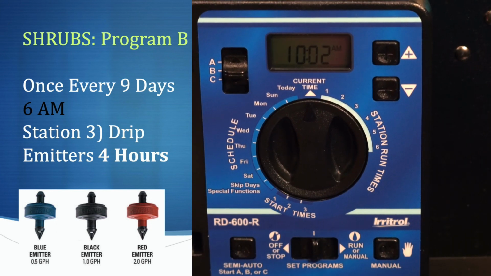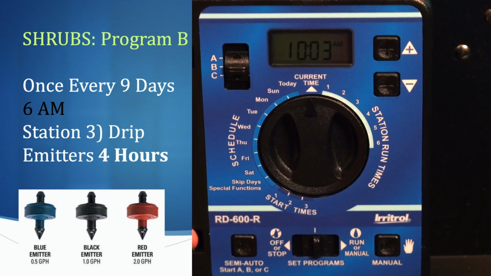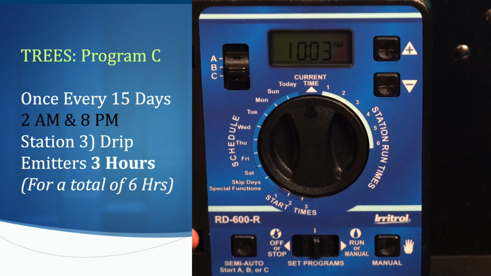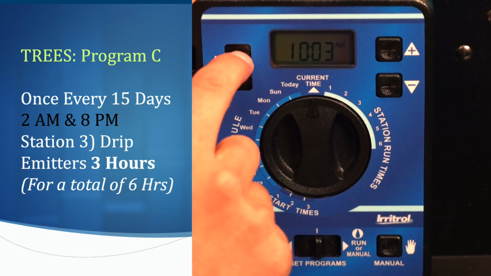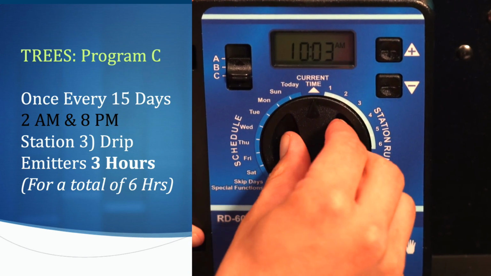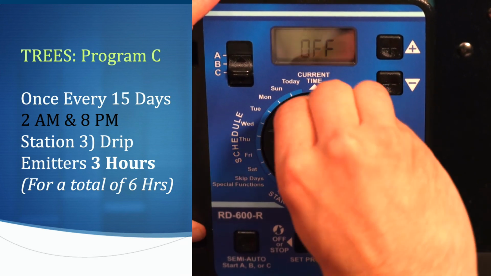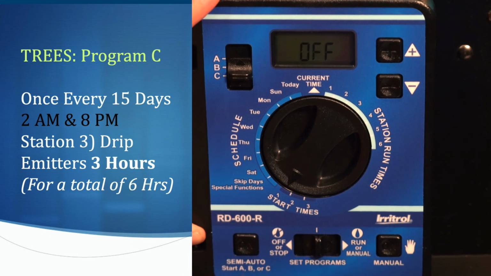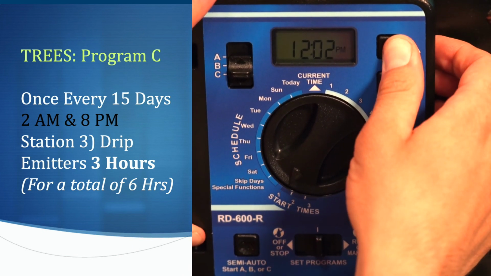Now we are going to program our tree zone. So our trees, we have completed programs A and B. Now we need to make sure we flip down to program C. And again, make sure on this particular model, make sure you're still in set programs. And now we're going to do the same thing again. I'm going to start in the same order. I'm going to go down to start times. So we're at our first start time here. And we decided we want to water it at 2 a.m.